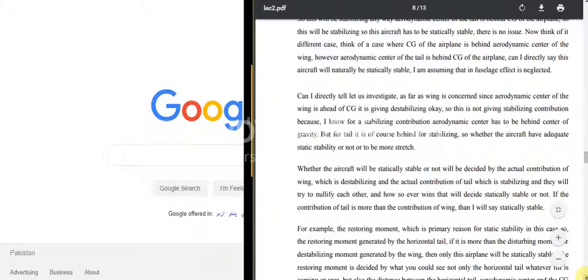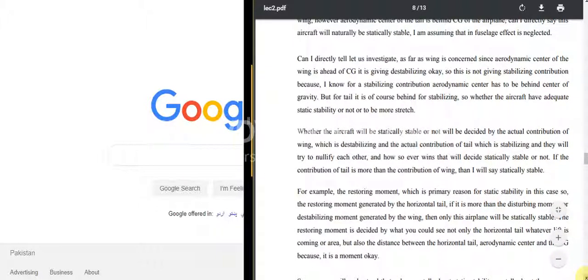Okay, but the tail is of course behind, for stabilizing. So whether the aircraft has adequate static stability or not, or to be more precise, whether the aircraft will be statically stable or not, will be decided by the actual contribution of the wing, which is destabilizing, and the actual contribution of the tail, which is stabilizing, and they will try to nullify each other. Okay, and whichever wins will decide statically stable or not.